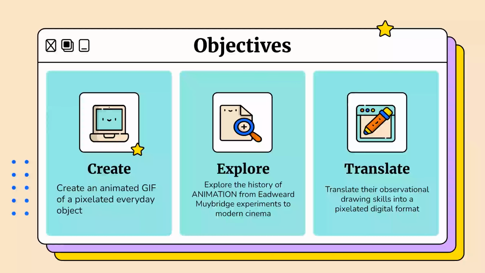And finally, translating their observational drawing skills into a pixelated digital format. We would start with graph paper, filling in the squares, and that would get them started on translating it into a digital format.